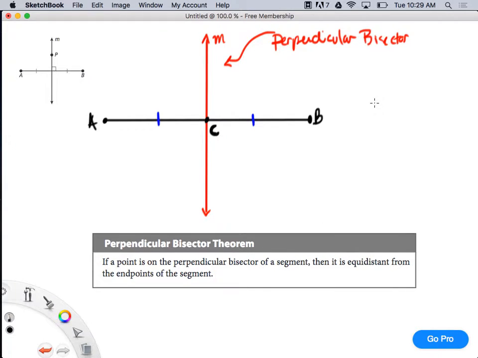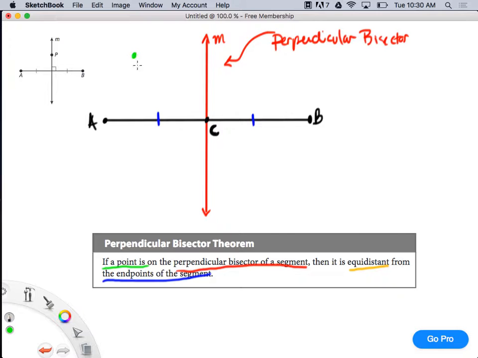Okay, so let's break this down. If a point is on the perpendicular bisector of a segment, then it is equidistant from the endpoints of the segment. Okay, so let's break that down. A point on the perpendicular bisector of the segment. The perpendicular bisector is here, line M.